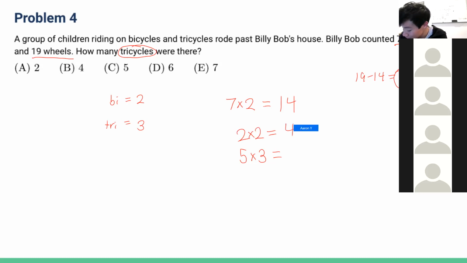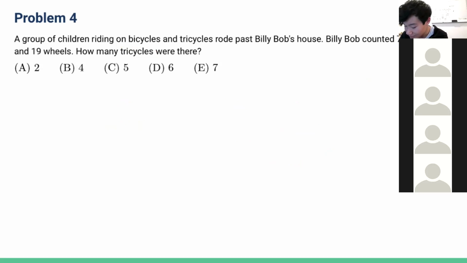So let's add this up. 2 times 2 is 4. 3 times 5 is 15. If we add that up, we get 19, which is the amount of wheels that we see. So that is a more intuitive way to do it. There's also an algebraic way, if you would like. If your algebra is a little bit more advanced, you might see this immediately.